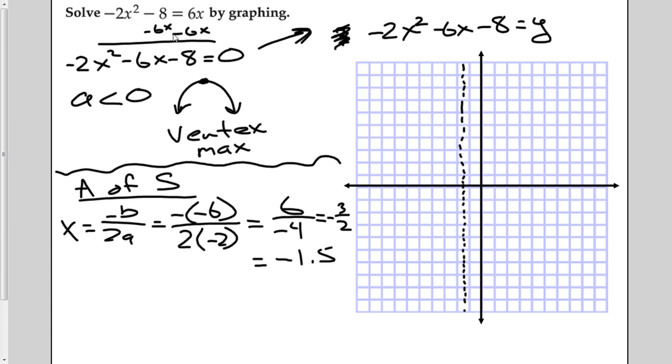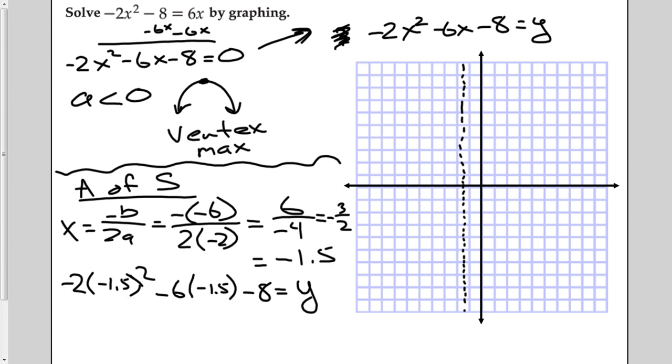Okay, and we shouldn't be scared because it's a decimal. Decimals are numbers and they work just the same way. So I have minus 2 times negative 1.5 squared minus 6 times negative 1.5 minus 8. And that's going to be equal to my y value because, again, I'm graphing a function. And functions have x's and y's, an input and an output.